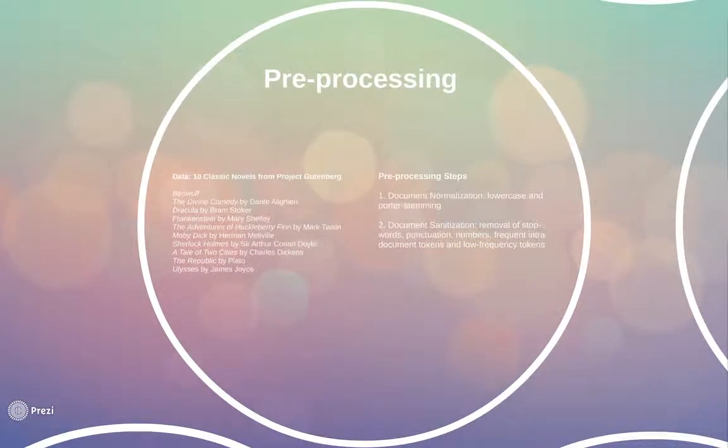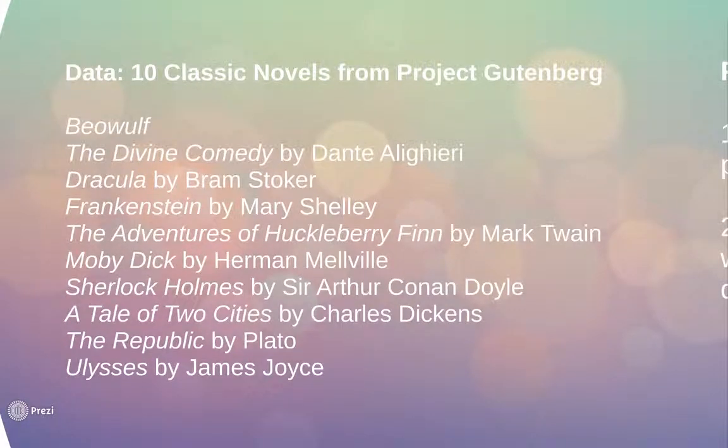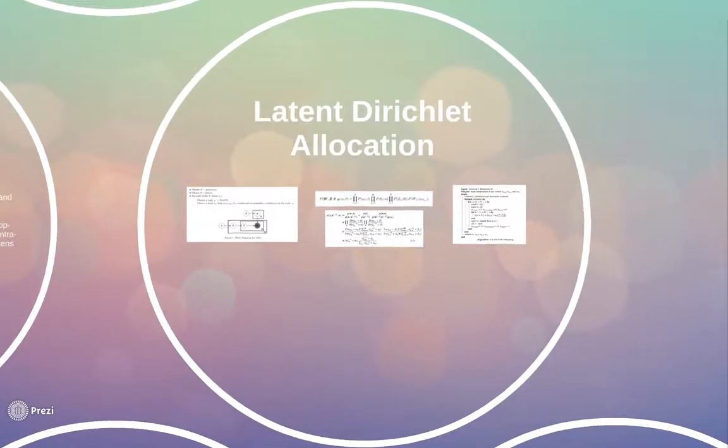So our first step was to get data from Project Gutenberg, and we chose 10 classic novels. Thereafter, we performed pre-processing to normalize our documents with Porter stemming and conversion to lowercase, as well as document sanitization, such as removing stop words and getting rid of frequent intra-document tokens to allow for classification.